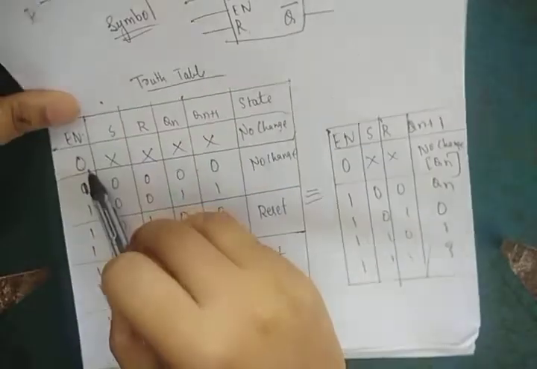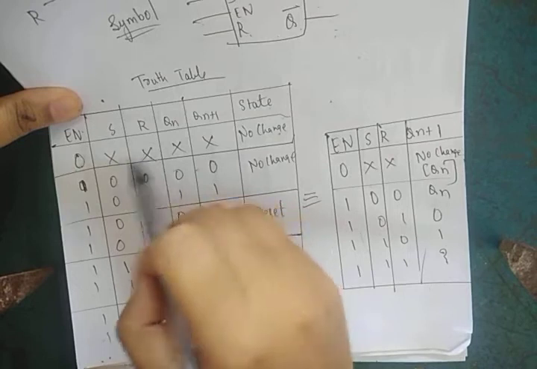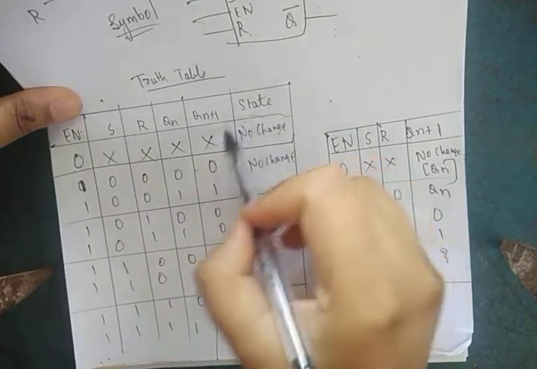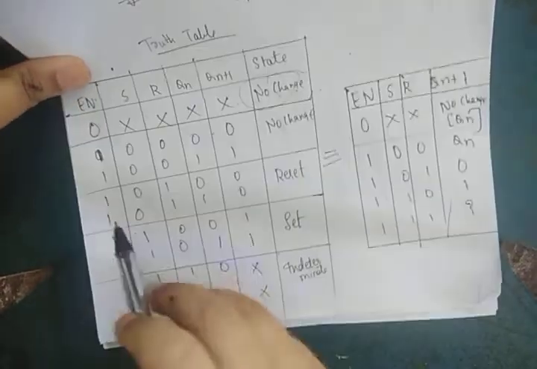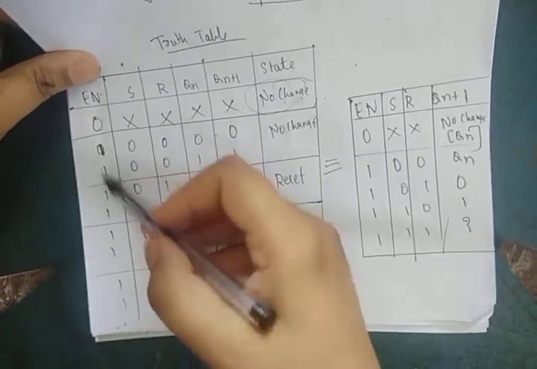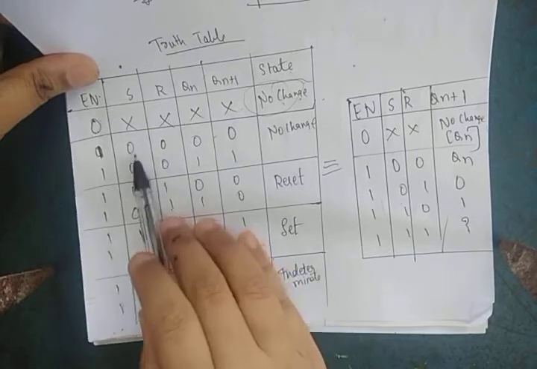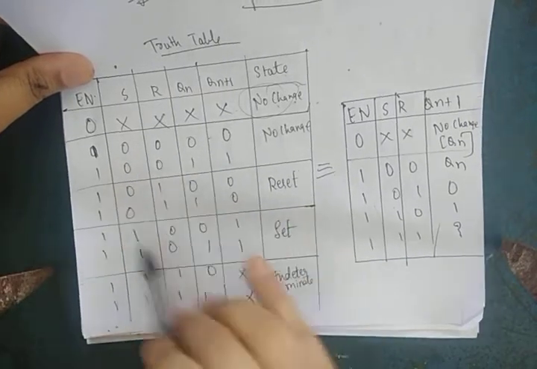So now I have given enable equals 0. S is don't care. Nothing will work here, which means our system will have no change. Whichever the previous state was, the same state will be there. Coming to the next, for the rest of the states, I'll give 1, 1. Enable will be on. Next, again the same concept. 0, 0, 0, 0, 0, 1.